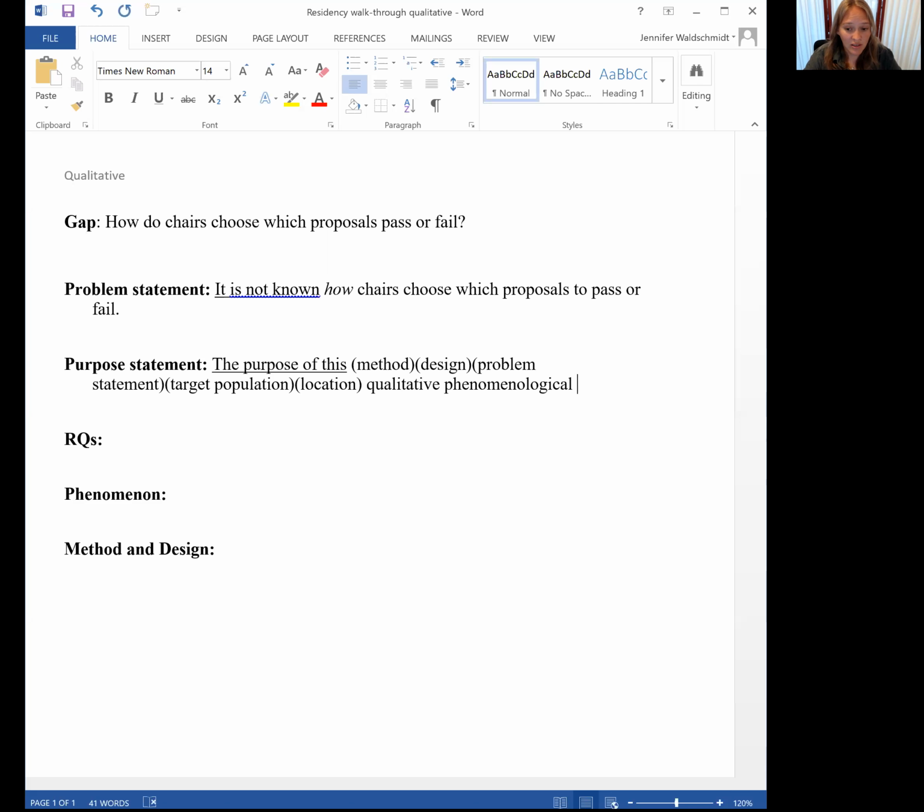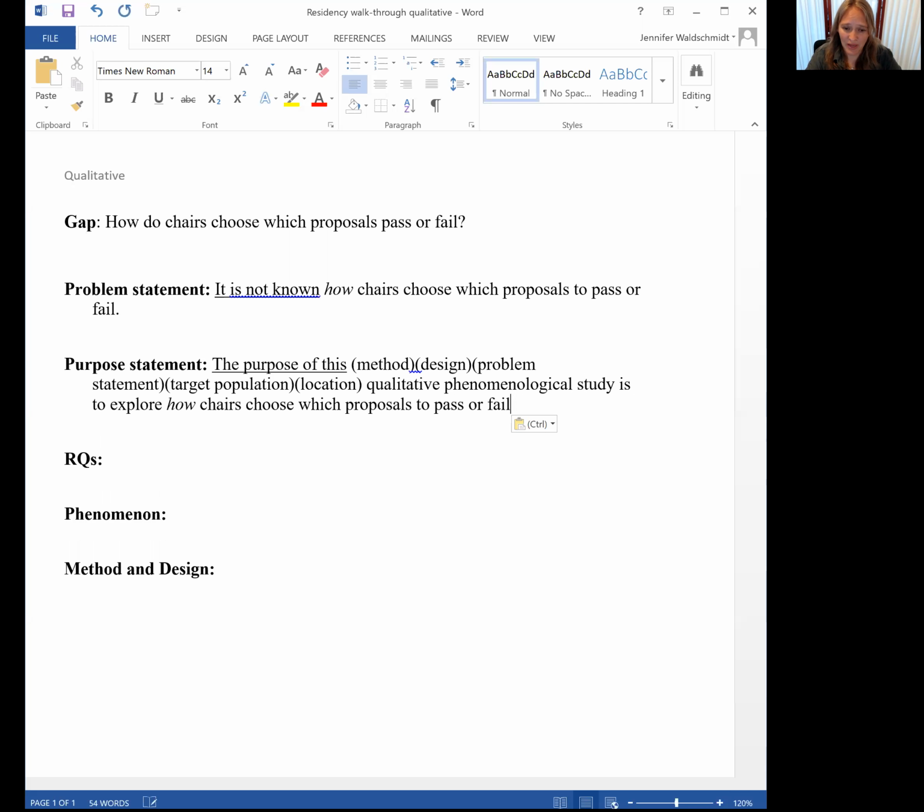So the purpose of this qualitative phenomenological study, and then I'm going to throw in a few words, let's say, is to explore, I'm literally going to paste in my problem statement like I did earlier, how chairs choose which proposals to pass or fail. So I've got my method, I've got my design, I've got my problem statement. Now I need to do my target population. How chairs, let's see, choose which proposals to pass or fail at a private university in the Southwest.